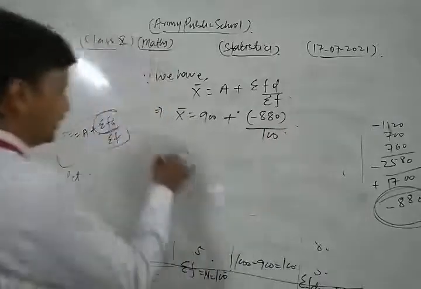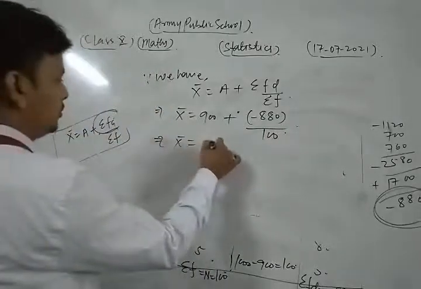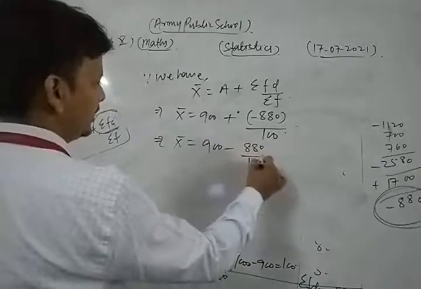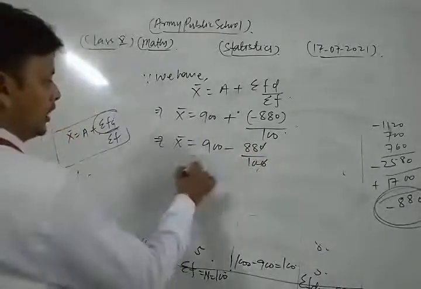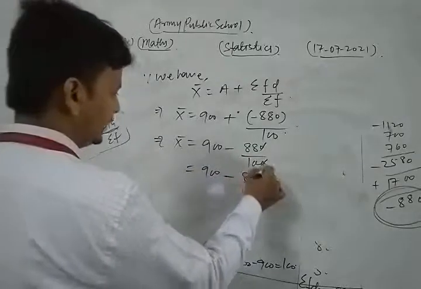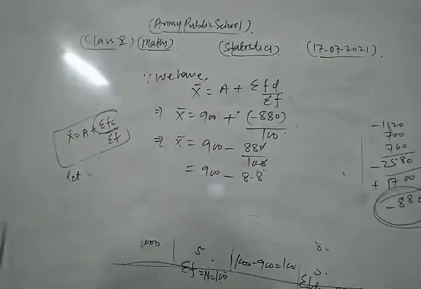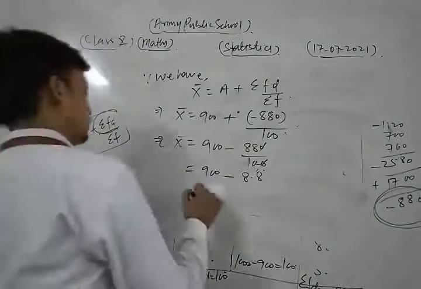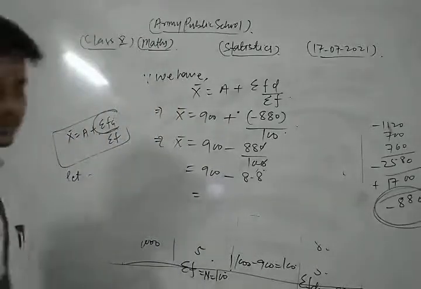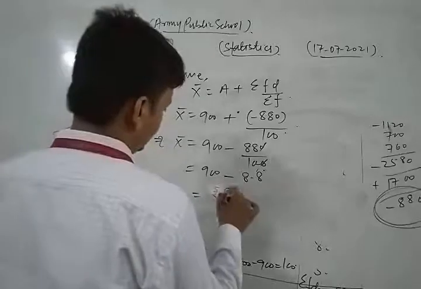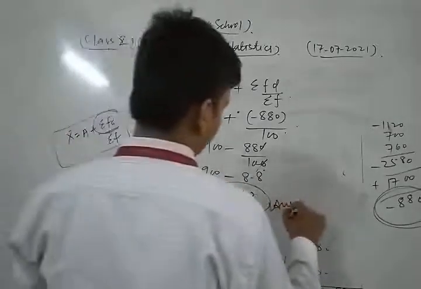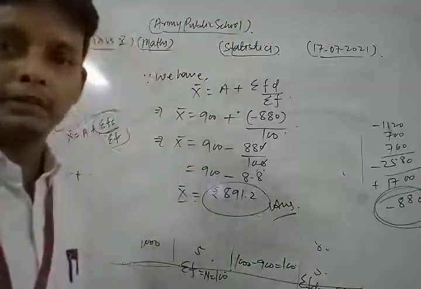Now look, we simplify it, so x bar is equal to 900 plus minus, this is 880 by 100, 0 0 cancel each other, so we get 900 minus 88 upon 10, means 8.8. Now we subtract them, so we get 891.2. So this is the required solution of the given question.